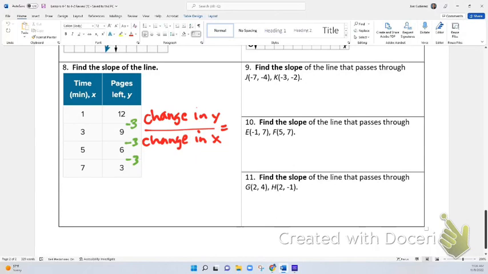12 take away 3, is that 9? Yes. 9 take away 3, is that 6? Yes. 6 take away 3, is that 3? Yes, it is. So for the top one, we had to go down 3. So that's my top number.